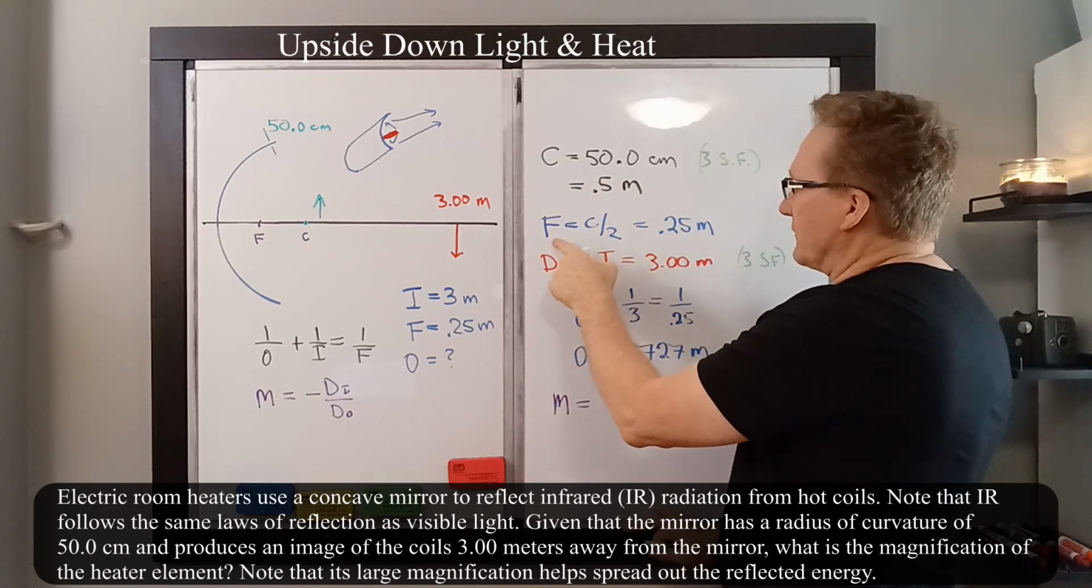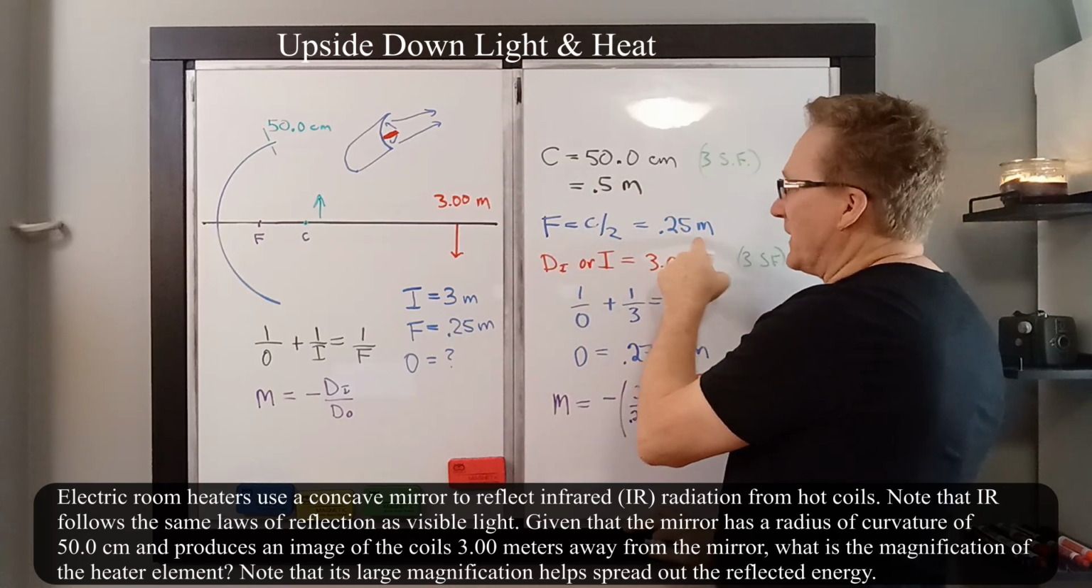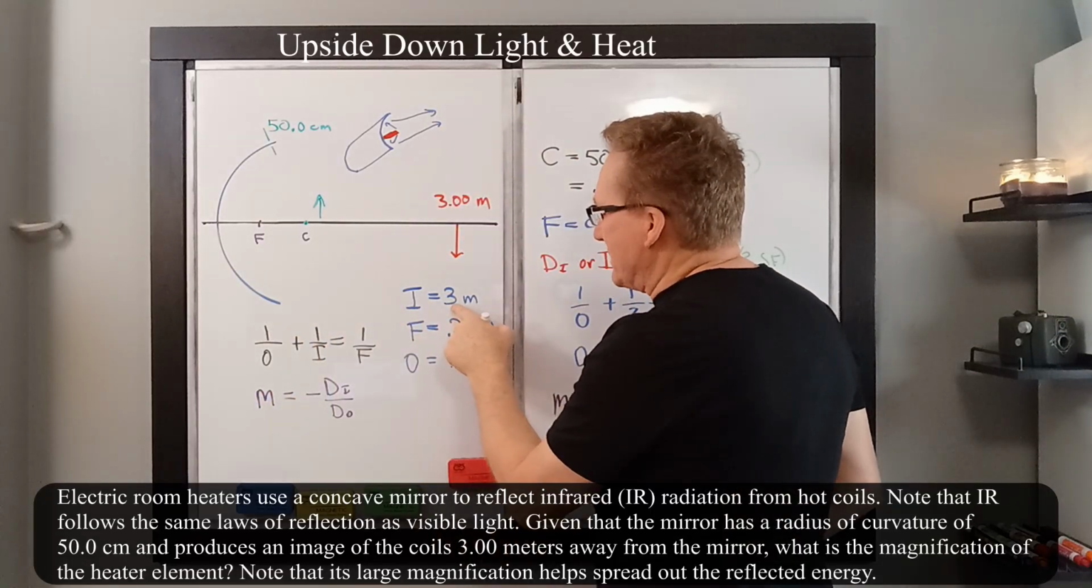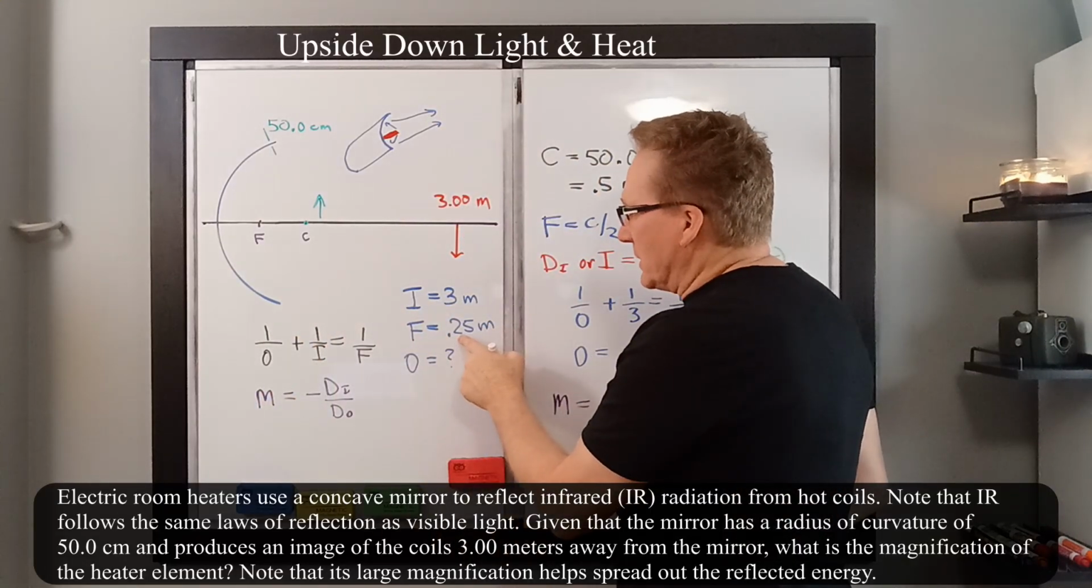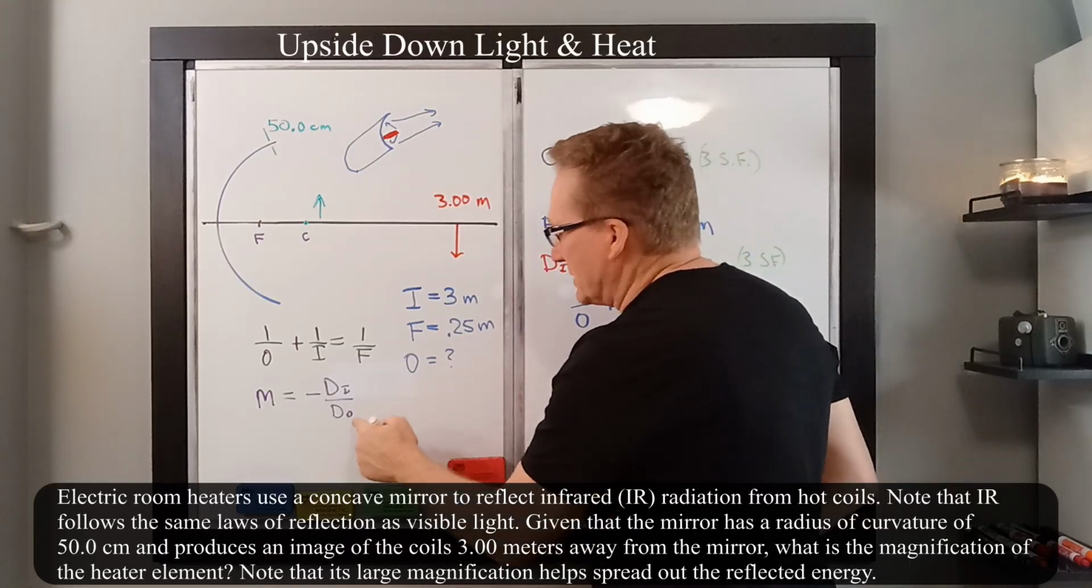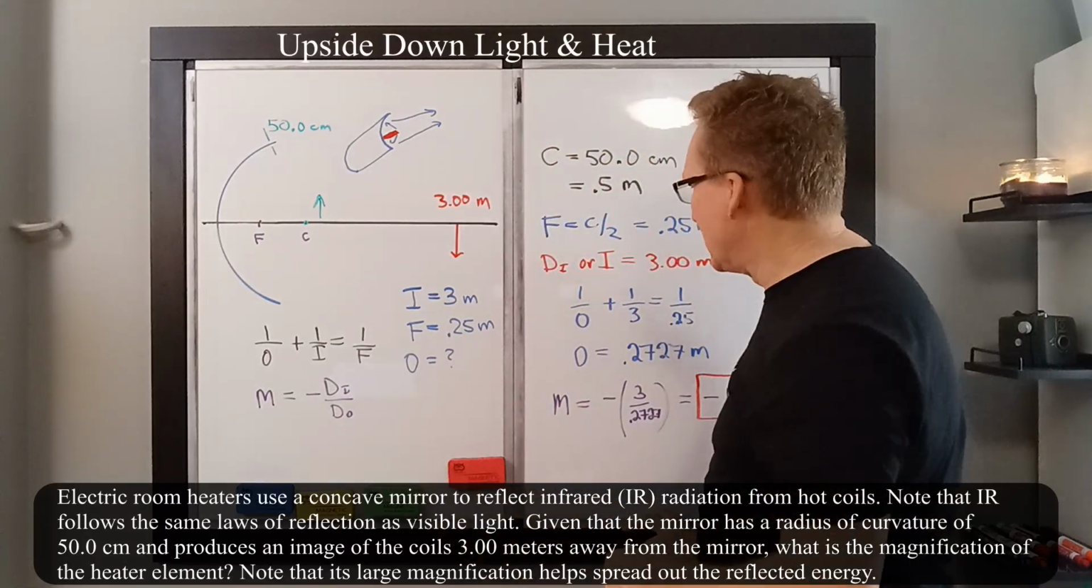So the focal length, or the focal distance, is going to be 0.25. I already wrote that in here, and I wrote that over here too. So the distance to the image is 3 meters, and the focal length is 0.25 meters. We also want to find the distance to the object, because we're going to need that for the magnification.